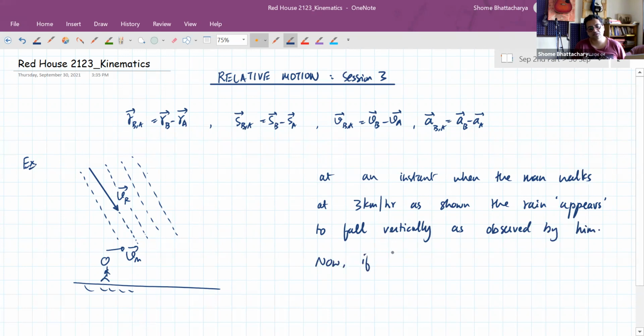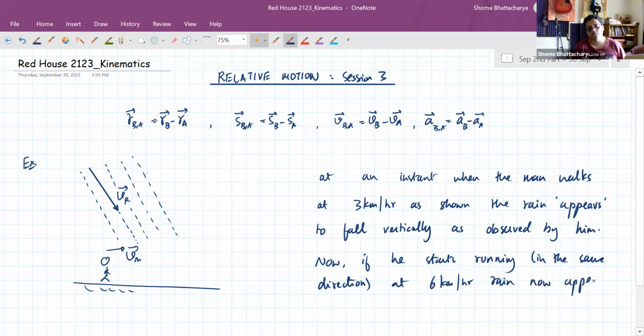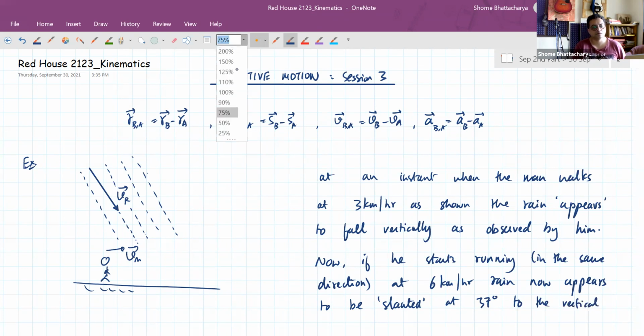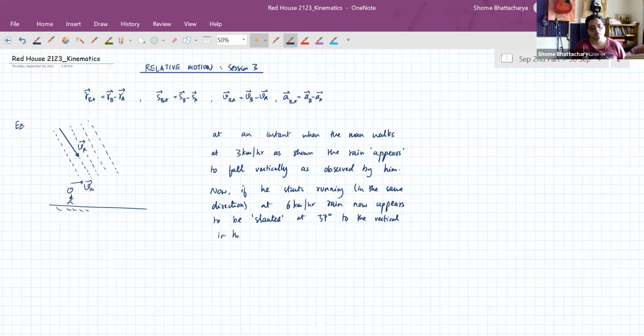Now, if he starts running in the same direction, but at 6 kilometers per hour, he's barely jogging or something, you can say, the rain now appears to be slanted at 37 degrees to the vertical. In his frame, in his reference frame, okay?